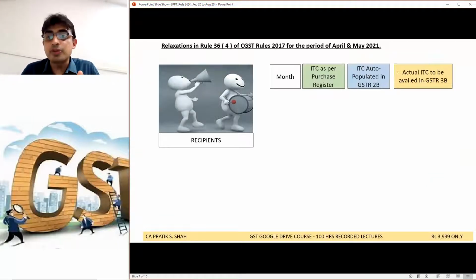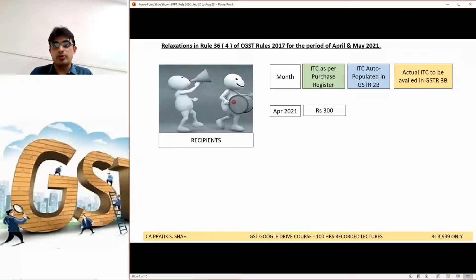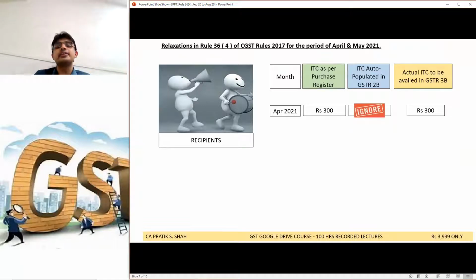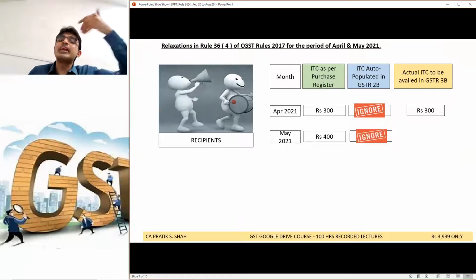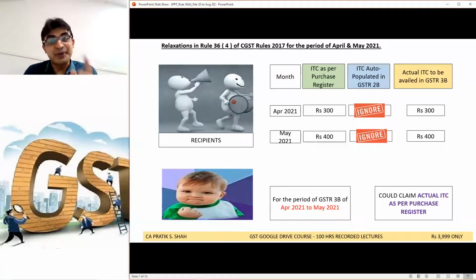Say for the month of April, my ITC as per purchase register was 300. But what was auto-populated in my 2B? Only 270. I could ignore 270. I can take the entire 300. Similarly for May, my ITC was say 400. My auto-populated was 380. I will ignore 2B. I will avail the entire 400 rupees. Okay, so I'm very happy. So only for these 2 periods, I can take the ITC as per my purchase register.